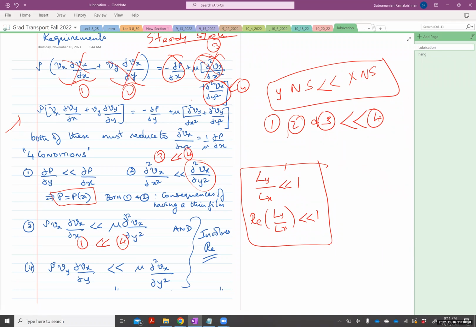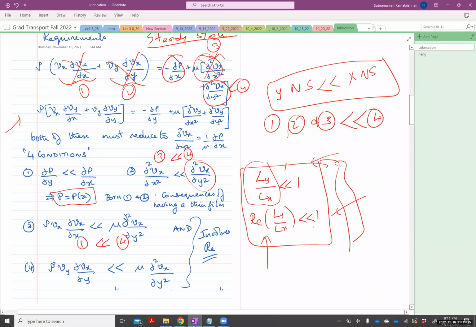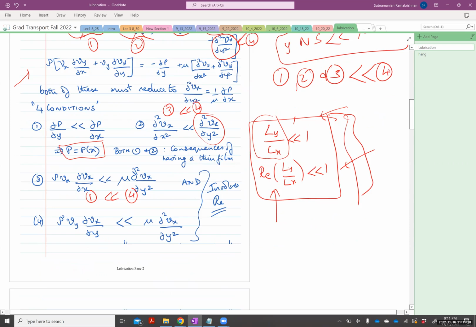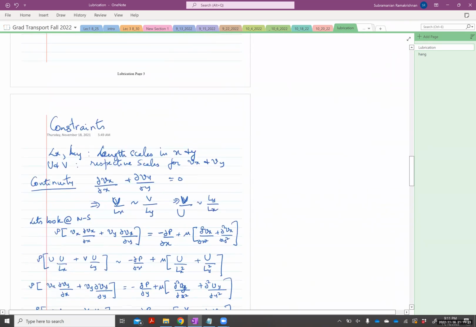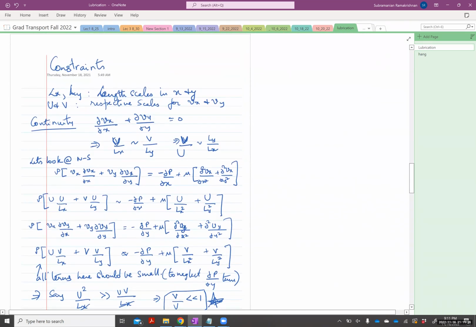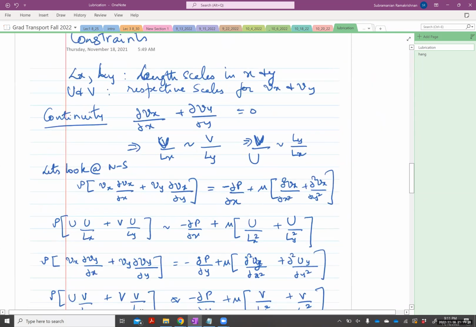All of this is going to hold when these constraints are valid, the geometric constraint and the dynamic constraint. All this is saying is that Ly, the characteristic length scale in the y direction, is much less than Lx, the characteristic length in the x direction. And this is what is known as the dynamic condition, and we will get to that in a second. When these two constraints are valid, all these 4 conditions will hold. So how is that? Let's look at that in a little more detail. The first step is always the continuity.